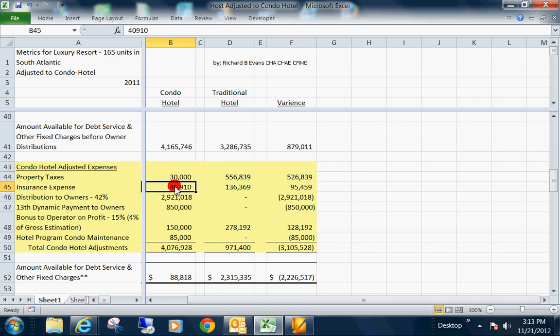Insurance expense, likewise, $40,910, is the condo hotel paying liability insurance really on any problems that arise, any negligence that could possibly occur. But the condo hotel unit owner is usually picking up that cost for their unit. So that explains the big difference. The traditional hotel would be paying insurance costs for everything. So the savings there would be $95,459.